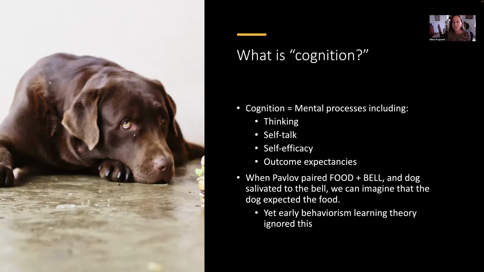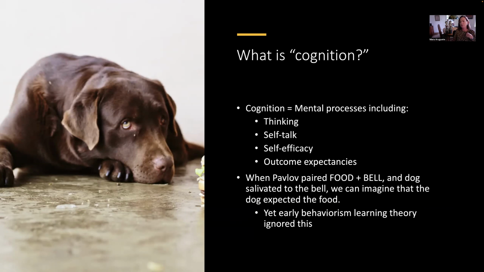So first, let's look at what is cognition. Cognition is mental processes that include things like thinking and self-talk, self-efficacy, what we'll call self-regulation, expectancies, what do you believe will happen?